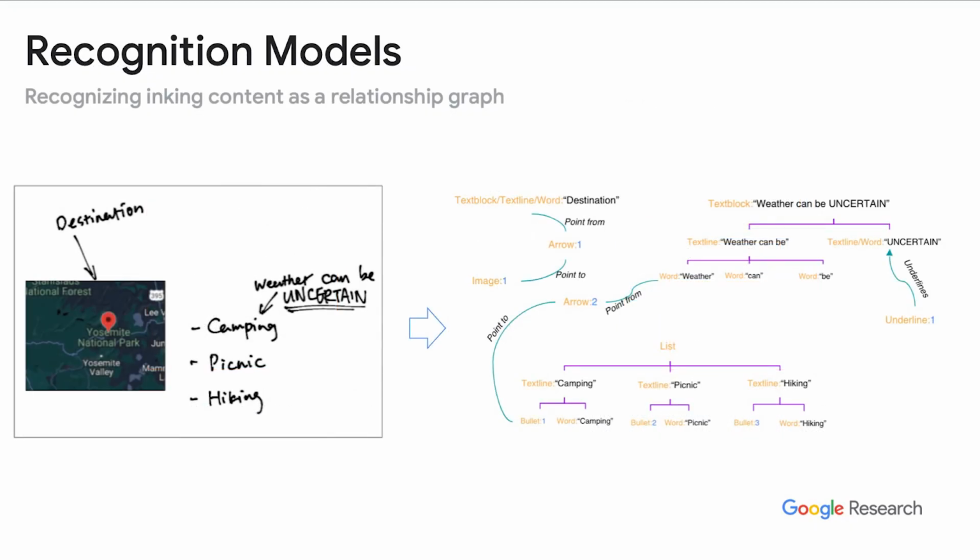More generally, our algorithms recognize inking content as a relationship graph. On this slide, the inking document on the left is recognized into the relationship graph on the right. Each node in the graph is an inking object, such as text block, list, text line, word, arrow, and bullet. The relationships between these inking objects are described as the connecting edges in the graph, like containing, which are colored in purple, pointing and underlying, which are marked with italic text.